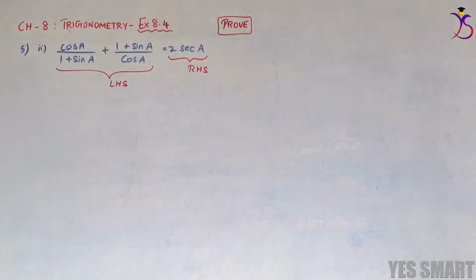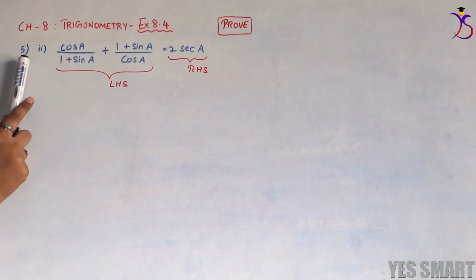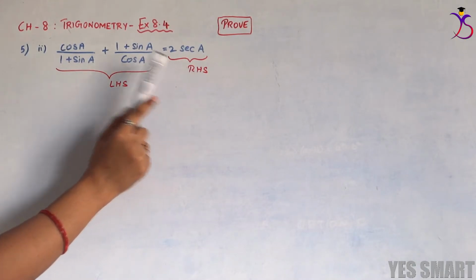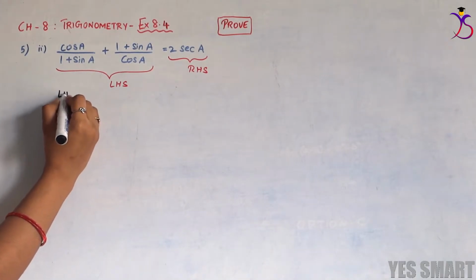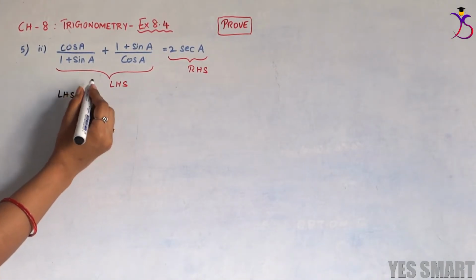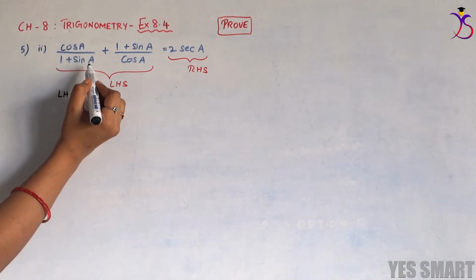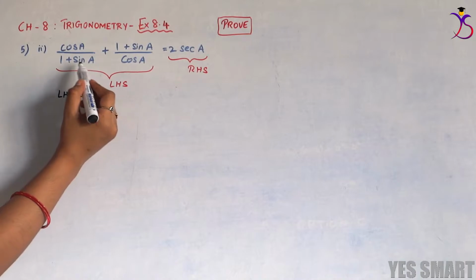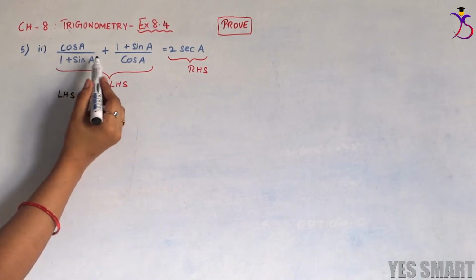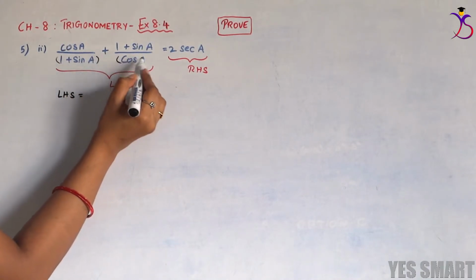Now we are going to discuss the second subdivision. Cos a by (1 plus sin a) plus (1 plus sin a) by cos a equals 2 secant a. They have given LHS and RHS. We are supposed to prove LHS equals RHS. So as usual we will take the LHS and solve to get the RHS. Since we have two fractions here, I am going to take the LCM and solve. 1 plus sin a is the denominator here and cos a is the denominator for this fraction.